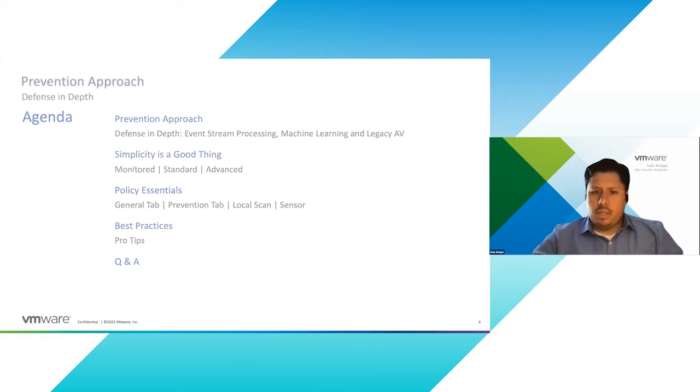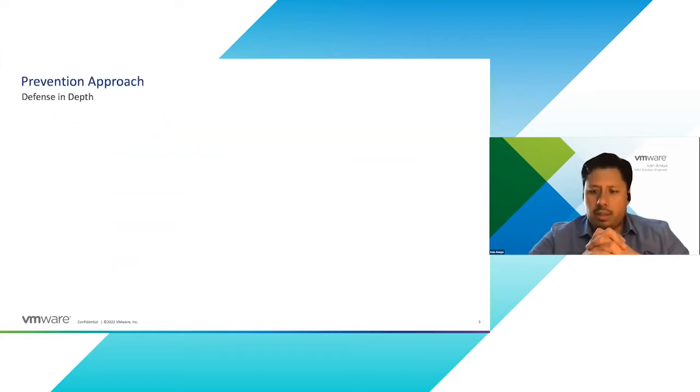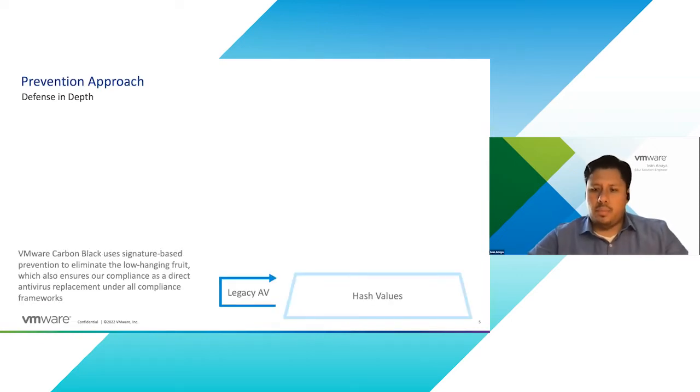Before jumping to policies and best practices, let's talk about Carbon Black's prevention approach. This is very important because before setting a lot of policies, we first need to understand how Carbon Black prevention works. First, we have the signature or base detection technology. This is your typical AV signature prevention technology. VMware Carbon Black uses signature-based prevention to eliminate the low-hanging fruit, which also ensures our compliance as a direct antivirus replacement under all compliance frameworks.